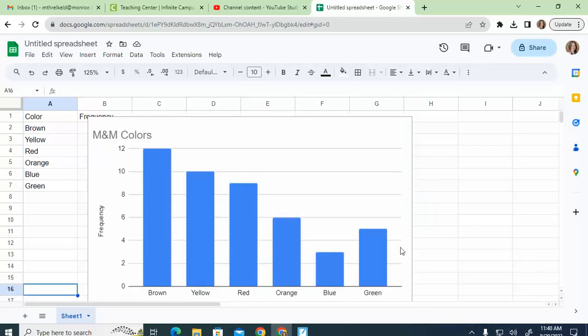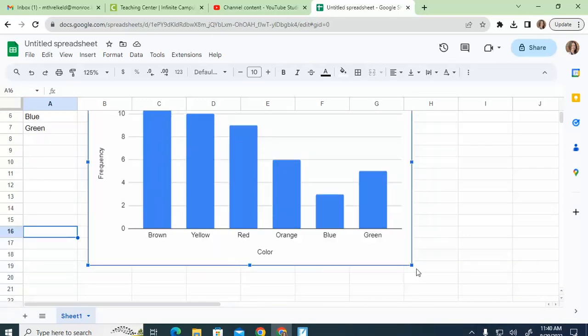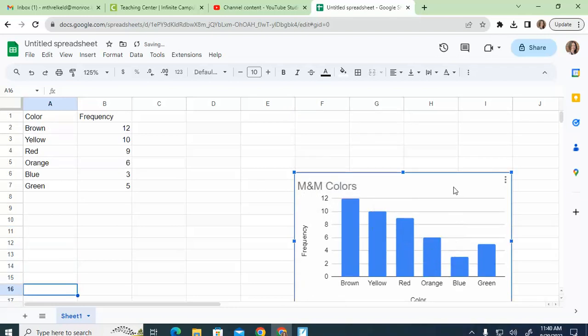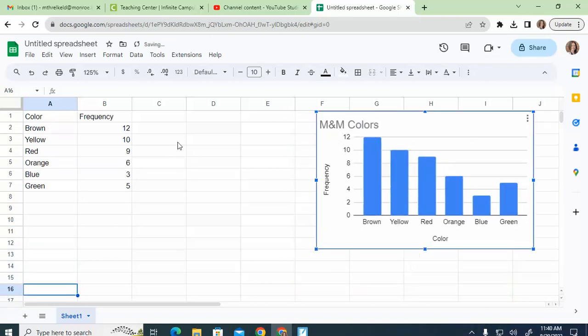Did everybody get a chart that looks like this? Okay. I'm going to resize that and move it over to the side. Next, I want a relative frequency.